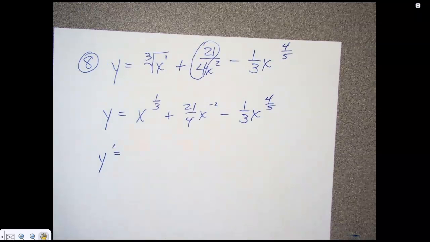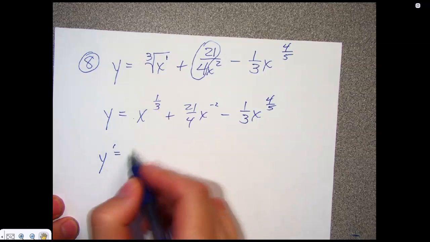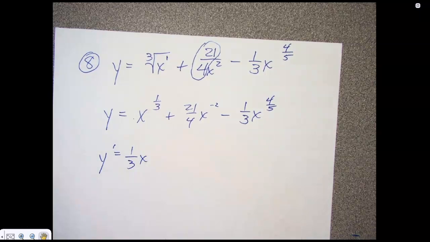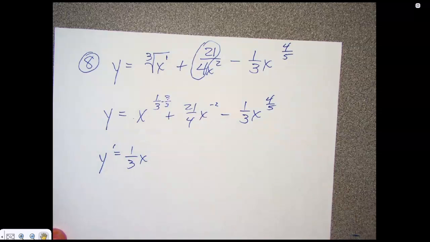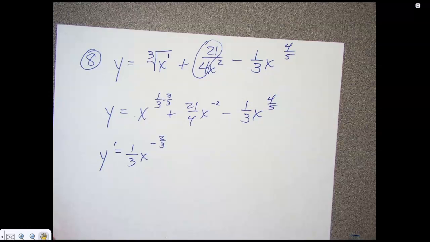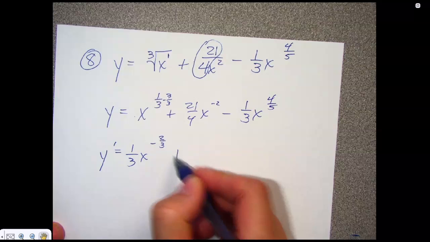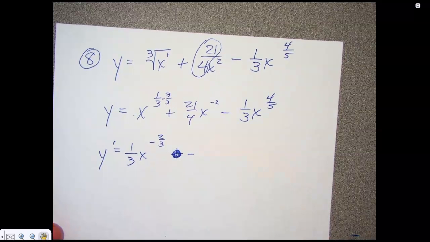So let's take the derivative. There's not a new rule. It's just that now we have fractions involved. So I'm going to take the 1/3, bring it down, multiply the number in front. So 1/3 times 1 is 1/3. And reduce the power by 1. So I'm doing 1/3 minus 1, which is like 1/3 minus 3/3. So that becomes x to the -2/3. It's actually going to be minus, not plus.